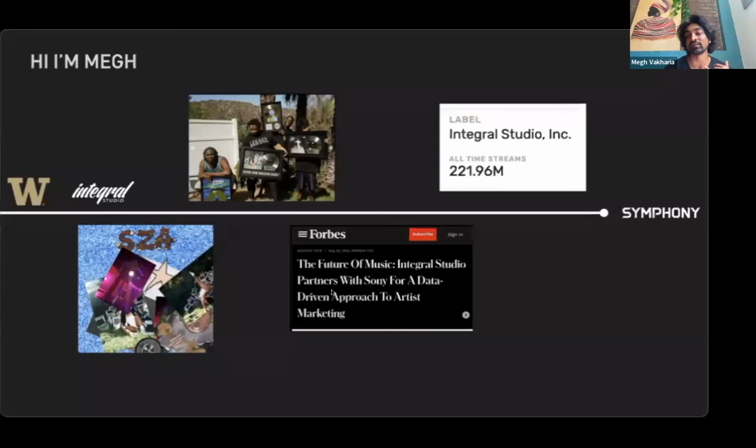And the initial thesis of the company was, can we take all the best practices that tech companies are implementing, like Uber and Postmates, and I'm sure everyone gets ads all day from tech companies? Can we take those best practices that have been used for years in tech and apply it for artists?